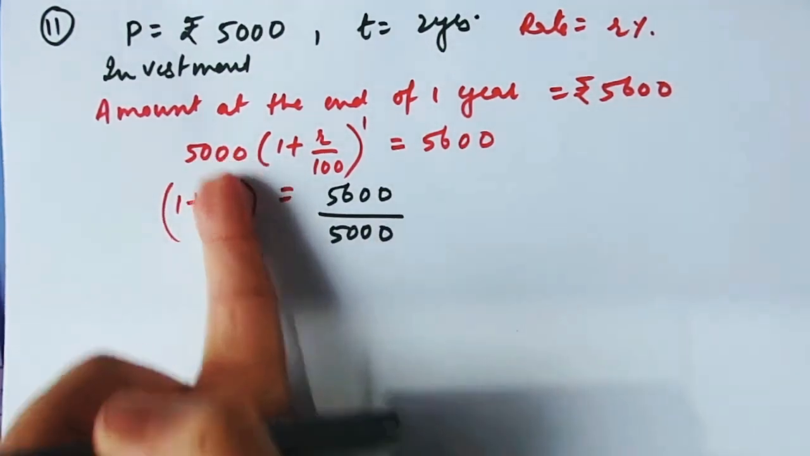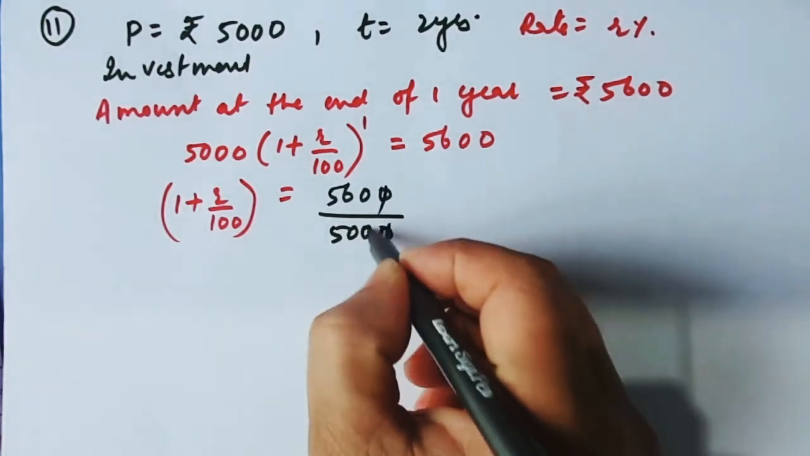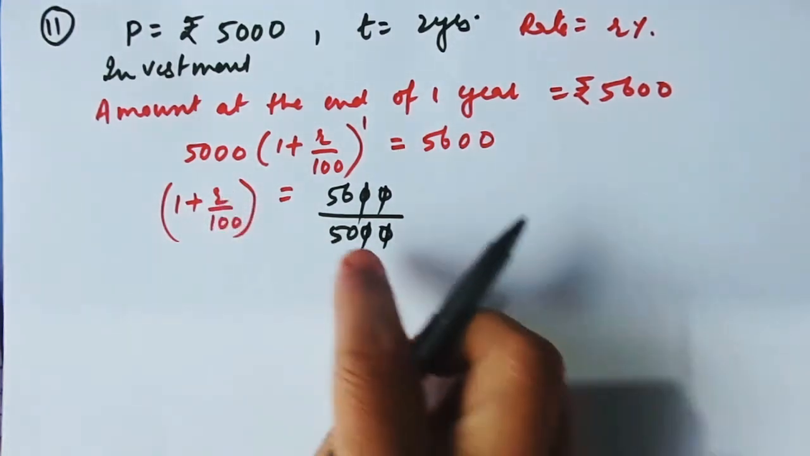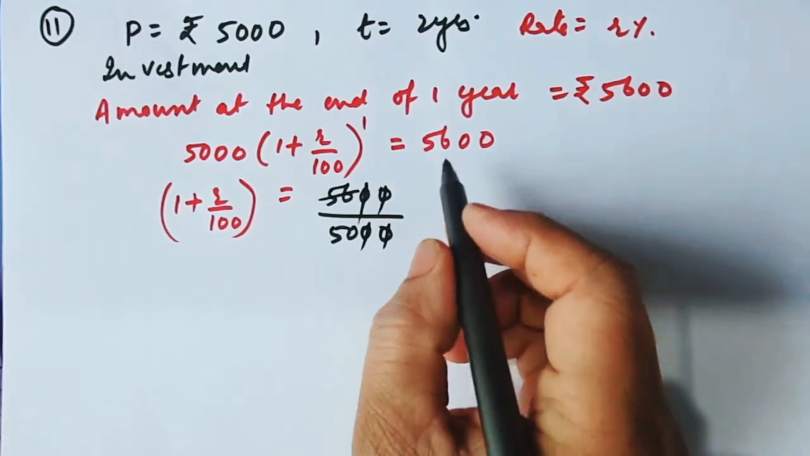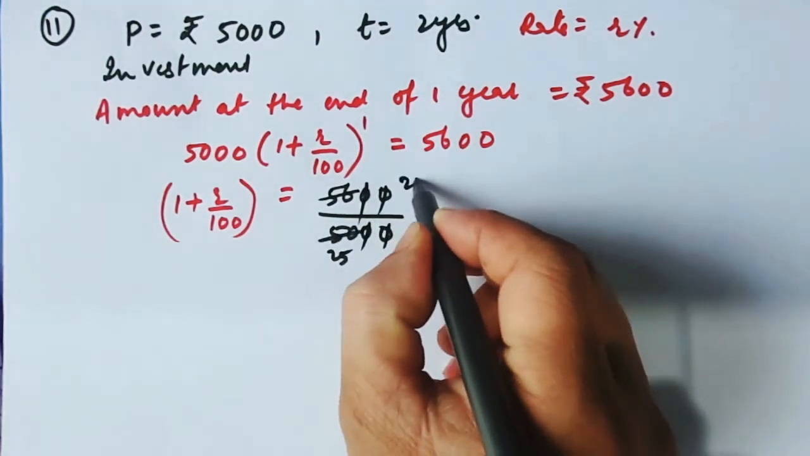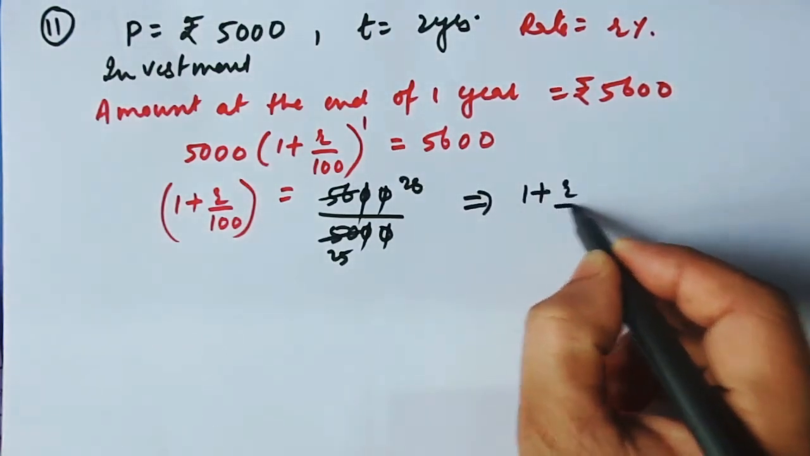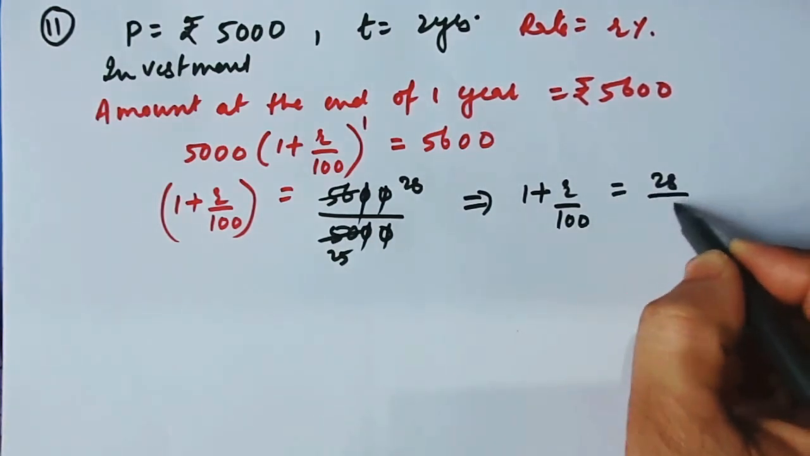Cancel the zeros. 1 plus R by 100, and cancel a little more. How many times? 225 times, 225 times and 228 times. So we get 1 plus R by 100 is equal to 28 by 25.